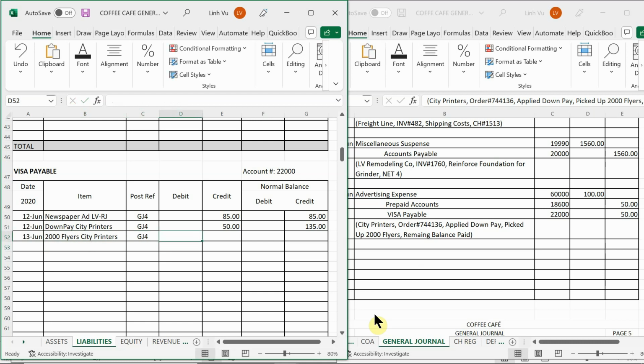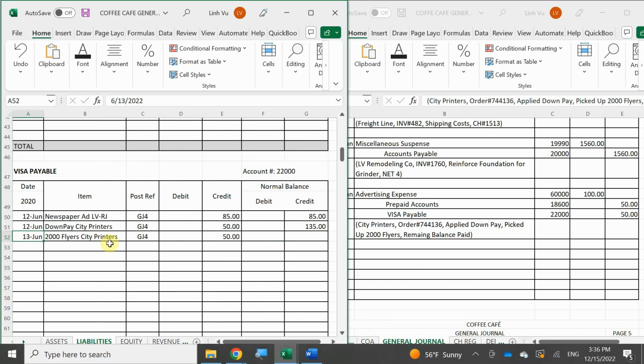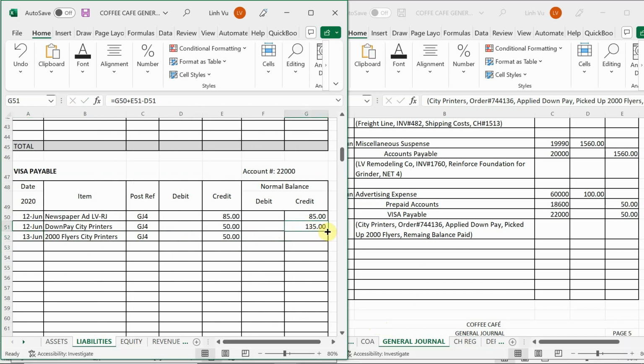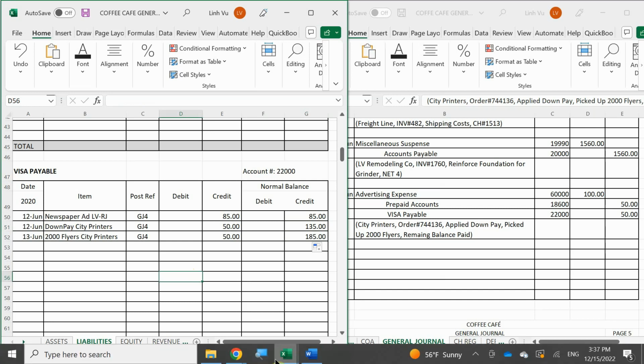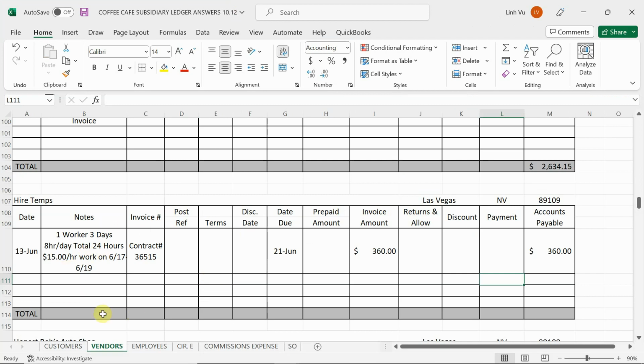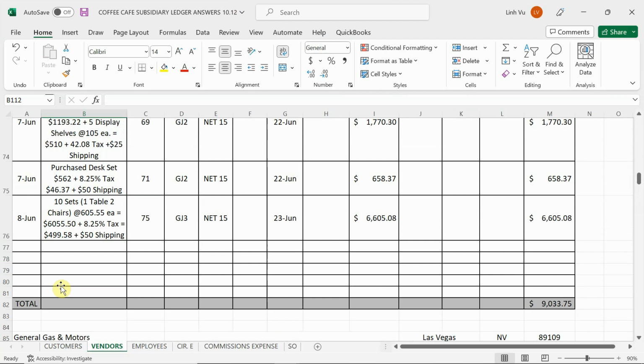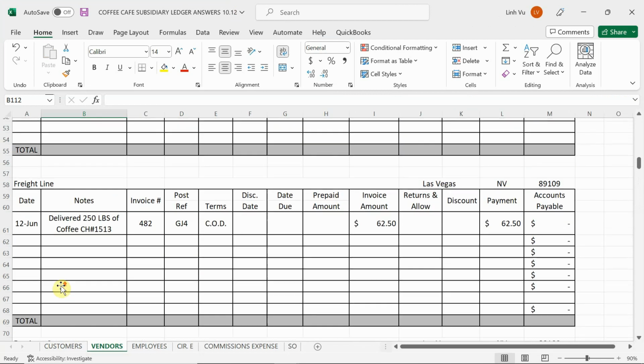General Journal page 4 for the remaining $50, which should give you your account balance of $185. Okay. And last but not least, we need to update my subsidiary ledger here for City Printers. Okay, General Gas Motors. Here you go.